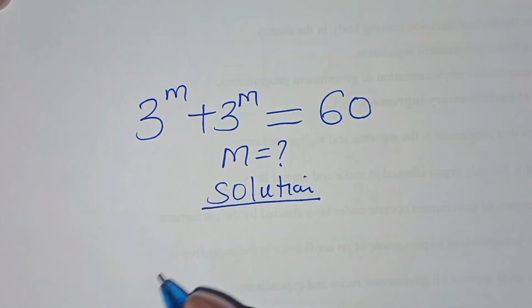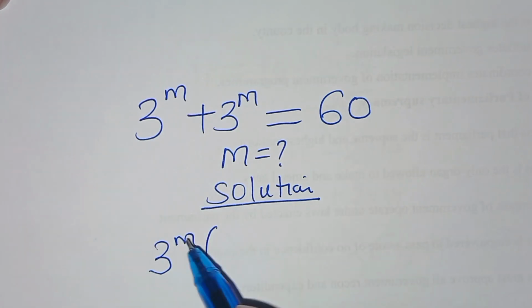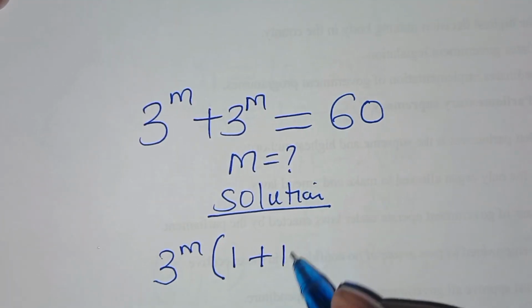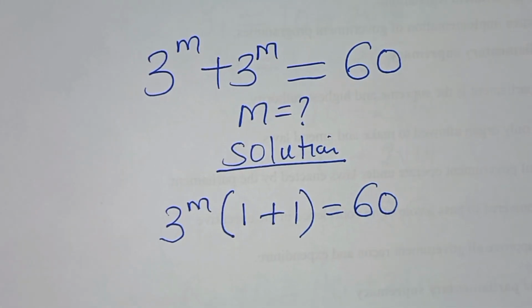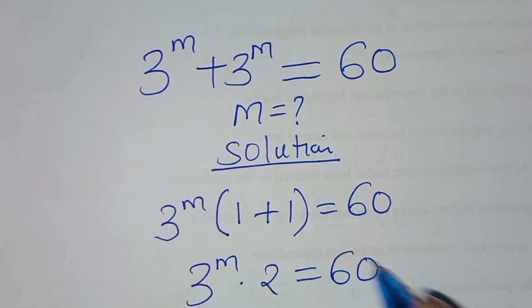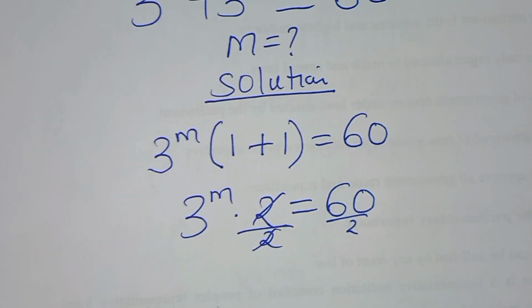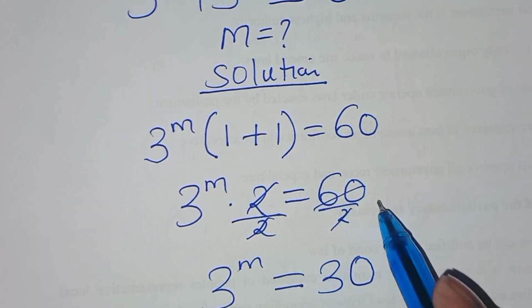You find that 3 to power m is common here. So let's factor out 3 to power m. So that 3 to power m divided by 3 to power m, this is 1. Plus 3 to power m divided by 3 to power m, this is 1. Then this is equal to 60. The next step here, we have 3 to power m multiplying by 1 plus 1, this is 2, and this is equal to 60. So dividing both sides by 2 here, then this implies we have 3 to power m, this is equal to 30. 60 divided by 2, this is 30.